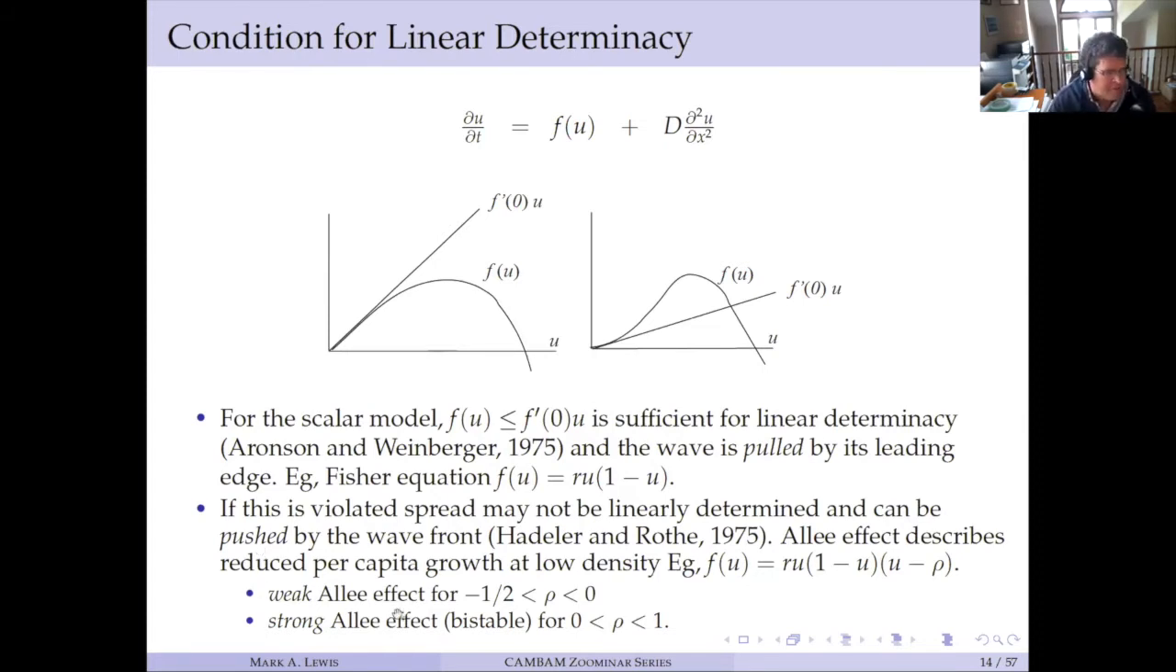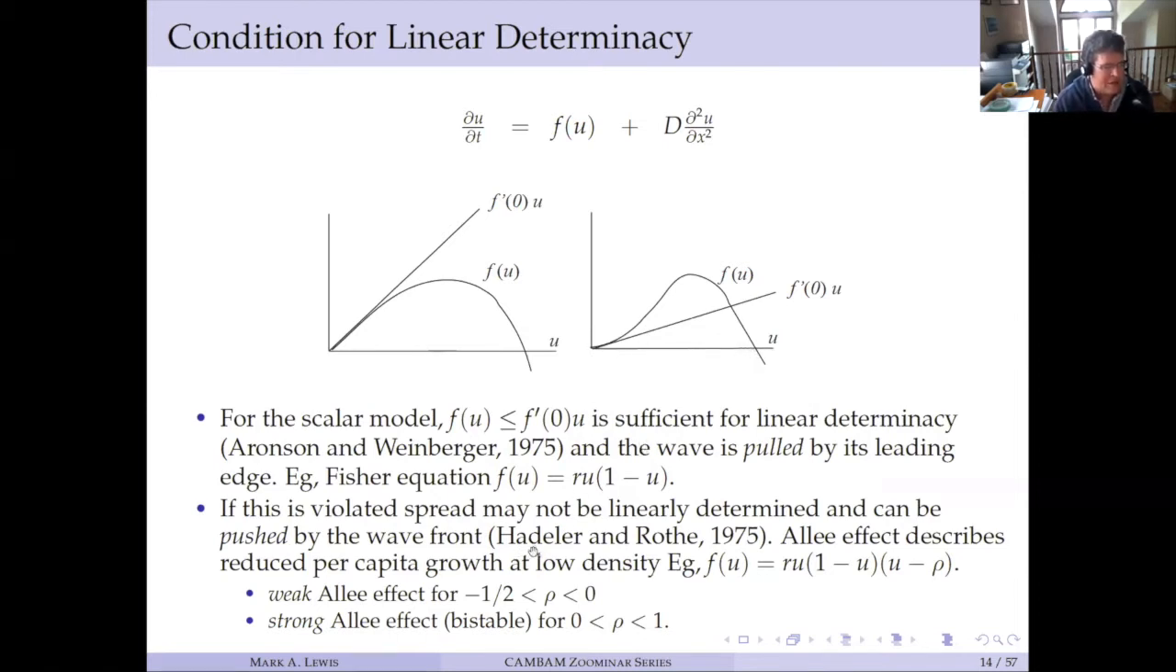And often these pushed waves are seen when there is an Allee effect. And so ecologically, an Allee effect means that populations at lower densities have a reduced per capita growth rate because they're social feeders or they need to reproduce sexually. And so the highest per capita growth rate is not at the lowest densities, it's at intermediate densities. And so here, there's the idea that you might have a weak Allee effect, which would be something like the function shown currently on the right here, where there's still only two zeros, one at 0 and one at 1.